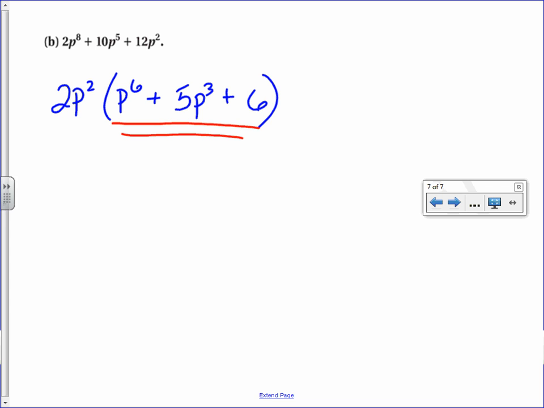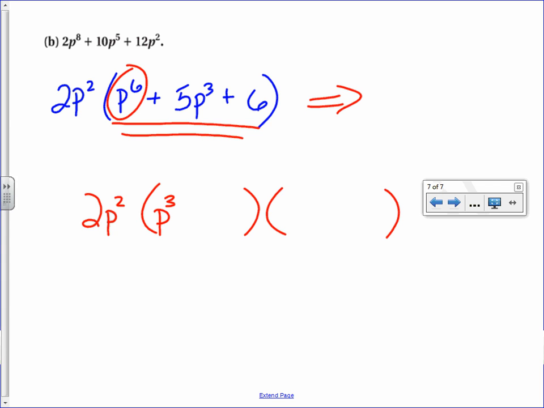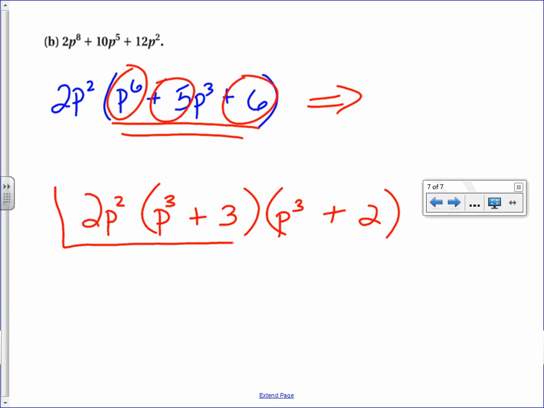Just like if it was p squared, we'd break it into p and p. We can take our p to the 6th power and break that down as well. Don't forget to leave the 2p squared out front, but then break this into two parentheses. P to the 6th is going to become p to the 3rd and p to the 3rd. If you put that back together, that would be p to the 6th. Then we're looking for, just like in a quadratic, what can make positive 6 that adds up to 5. And in this case, it's going to be plus 3, plus 2. Nothing else can get broken down further, so we put a box around it, and that is our final factored answer.